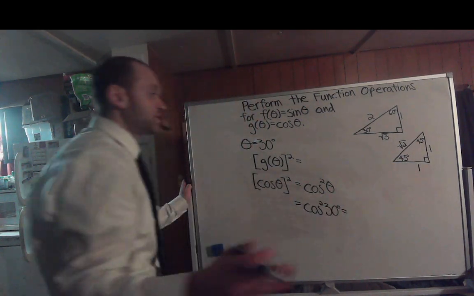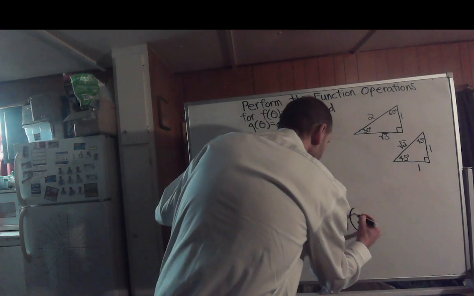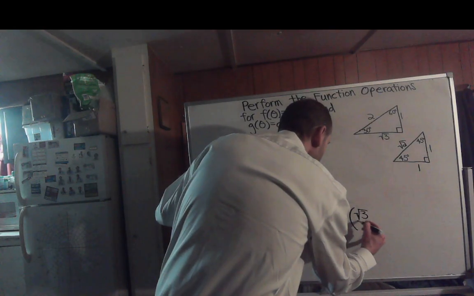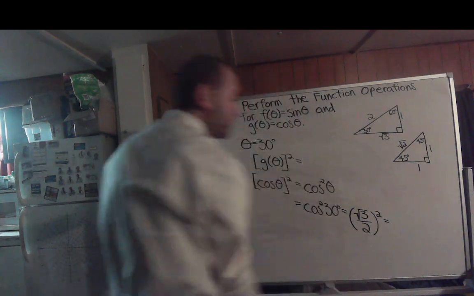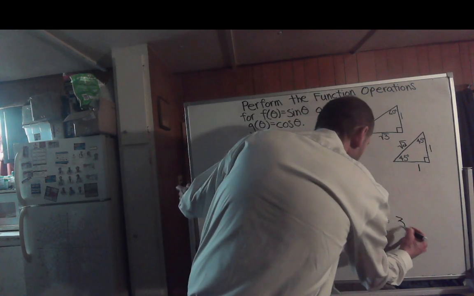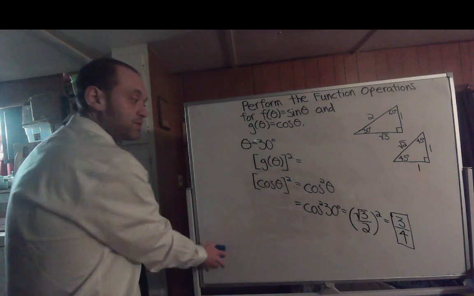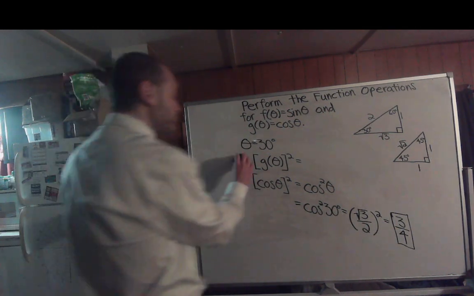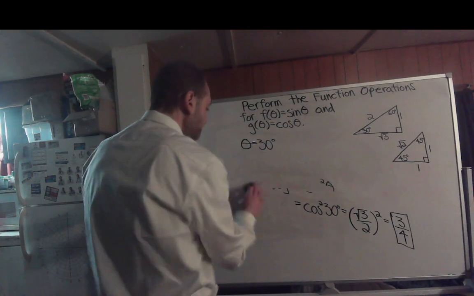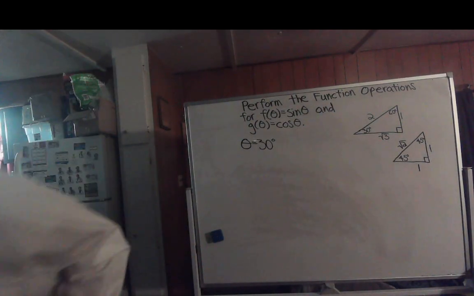Well, what is the cosine of 30? That's the square root of 3 over 2, so you're going to take that square root of 3 over 2, raise that to the second power. That would just give you 3/4. So the answer you should get in the end would be 3/4. All right.